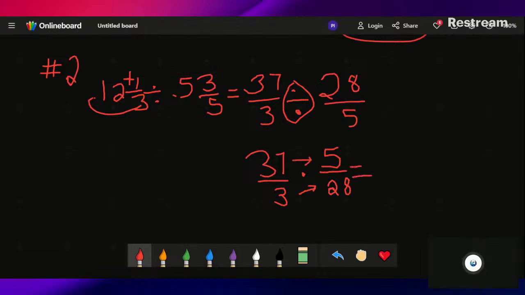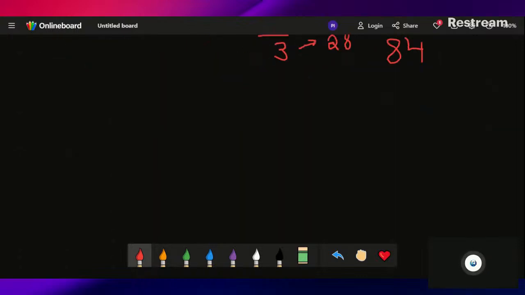And we have 37 times 5 is 185. We know that because 30 times 5 is 150, and 7 times 5 is 35. So 150 plus 35 is 185. And we have 28 times 3 is 84. 20 times 3 is 60. 8 times 3 is 24. So that's going to be 84. All right, can we reduce this? No, we can't. So let's do our division.